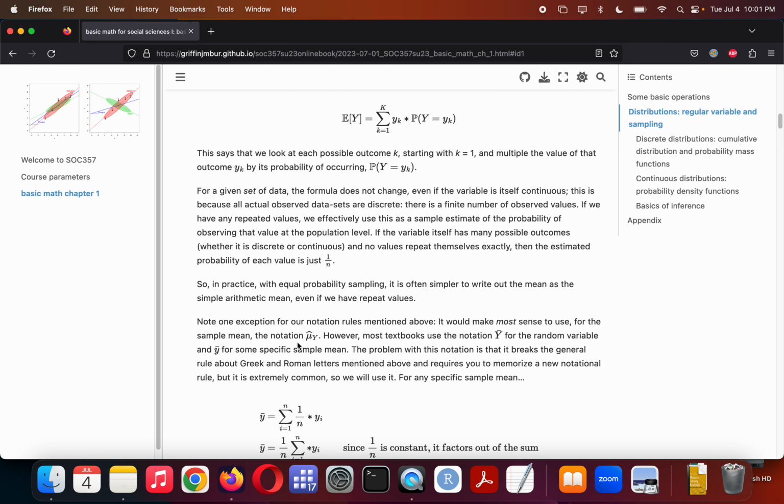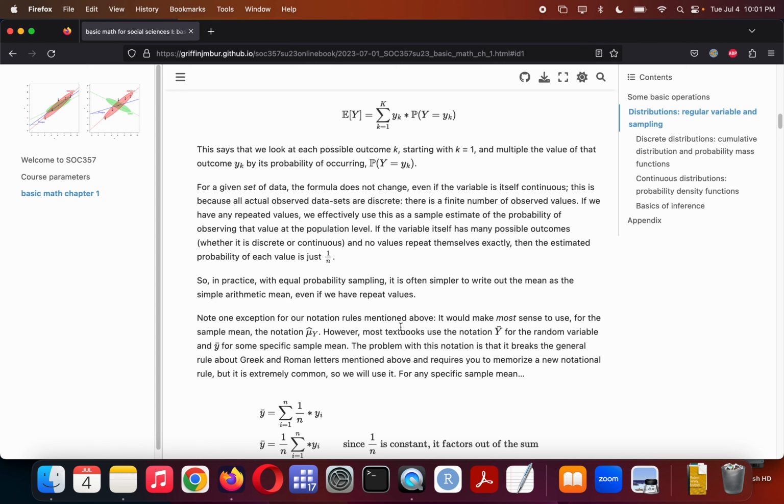So I'm going to note one exception to our notation rules mentioned above. It would make most sense, using that rule about carets or hats, to denote this sample mean with mu with a hat, since we learned in an earlier class that mu is how we write the population mean, and then write mu y. But almost all textbooks, although not all of them, use this notation capital Y bar for the random variable sample mean, and Y bar with a lowercase y for some specific sample mean. The problem is that this notation actually breaks the general rule that we established before about Greek and Roman letters, but it's extremely common, so we're going to use it.